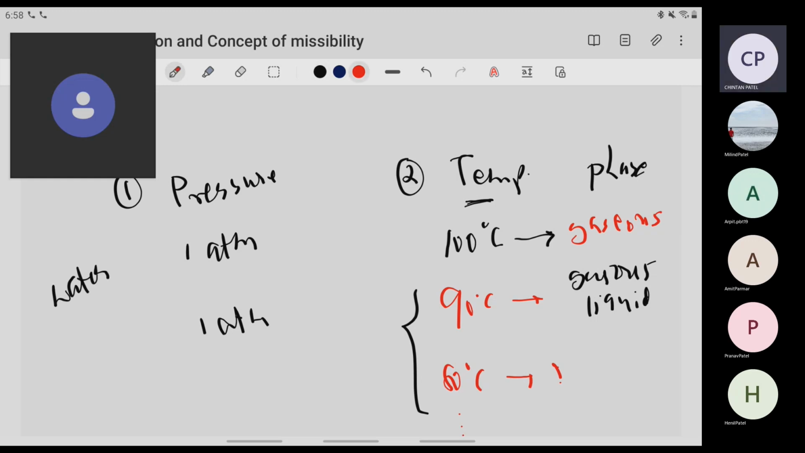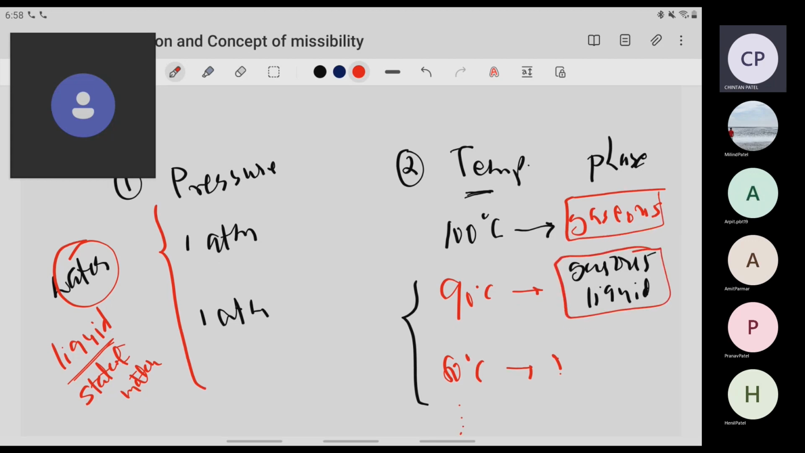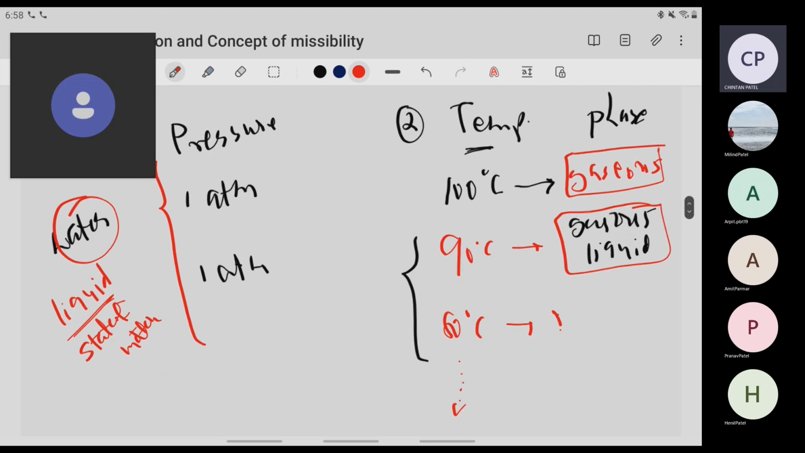When I say water, that means it's a liquid. That defines the state of matter, and based on these conditions, phase can be defined. Okay, so you can see the difference between state of matter and phase.